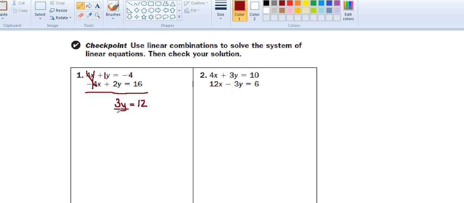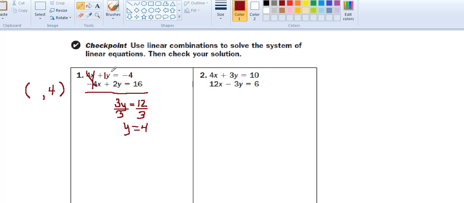Okay, solve for y by dividing by 3. And you're left with y being 4. So we know when we get done, I'm going to write this over here, we're going to have an ordered pair, and we know that 4 is the y value.